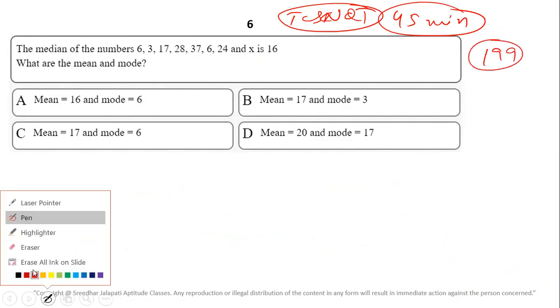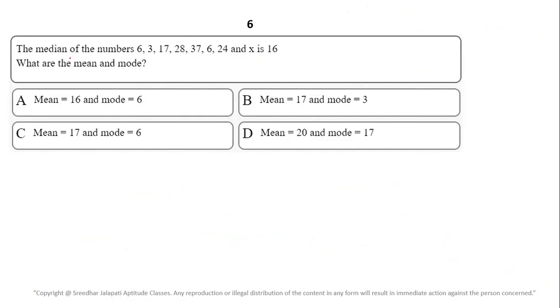Yes, here is the question. If you want to try, you can pause the video. The median of the numbers 6, 3, 17, 28, 37, 6, 24 and x is 16. Then what are mean and mode? So for this data, we are already given the median. We are asked to find mean and mode. By the way, there is one variable called x in the data, right?